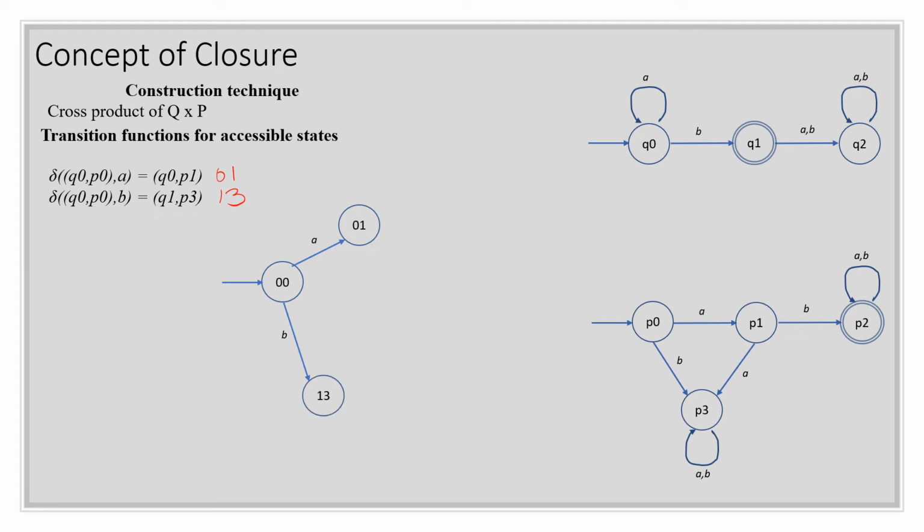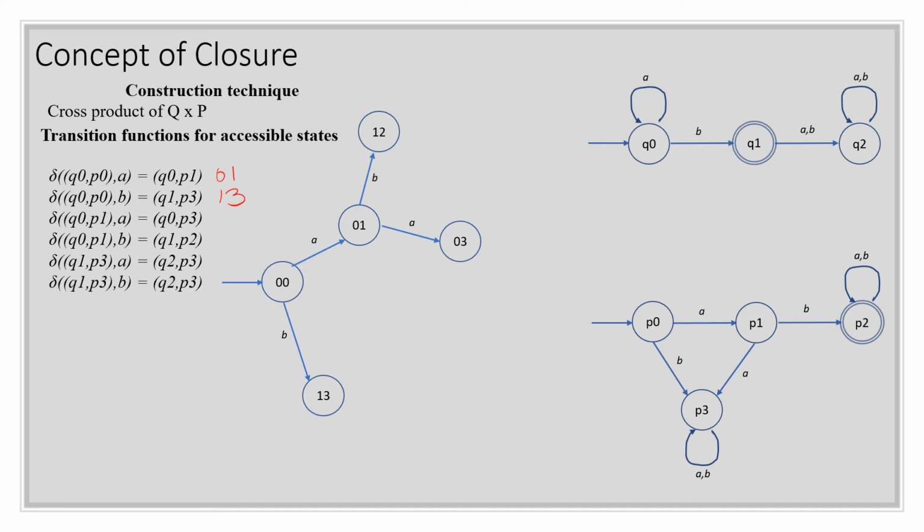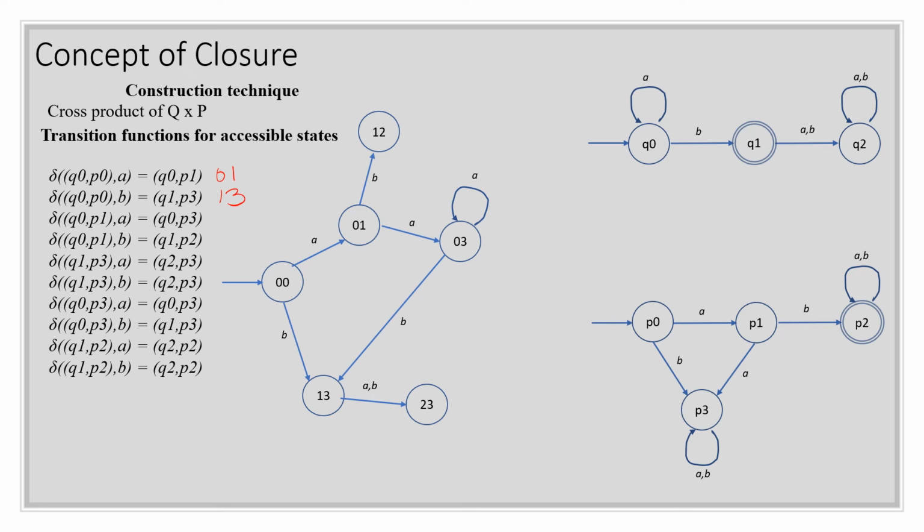Now we start from 0, 1 and decide where we're going to go. 0, 1 with an A, we're going to go to 0, 3. With a B, we're going to go to 1, 2. These are just the same transition functions that were defined in the previous slide. Now we go to the next one, which is 1, 3. With an A and a B, we go to 2, 3. Now we go over here to 0, 3. With an A, we're going to stay in 0, 3, and with a B, we're going to go back to 1, 3.